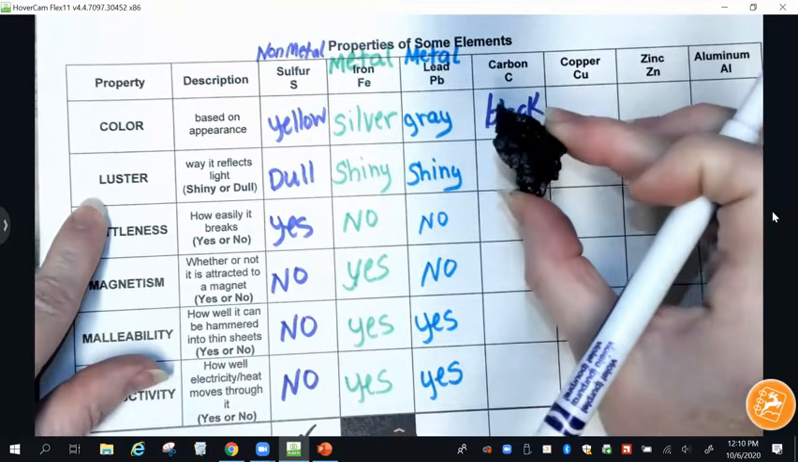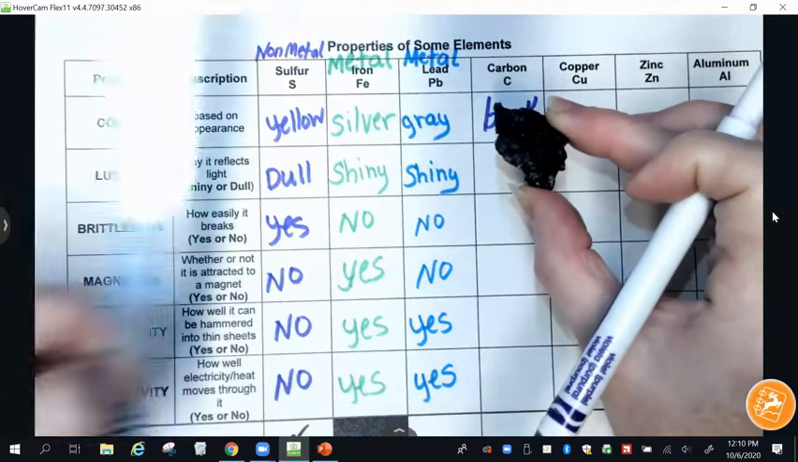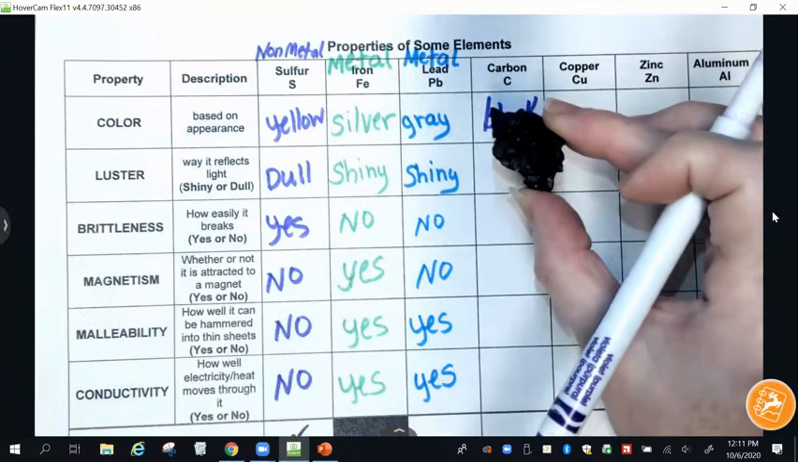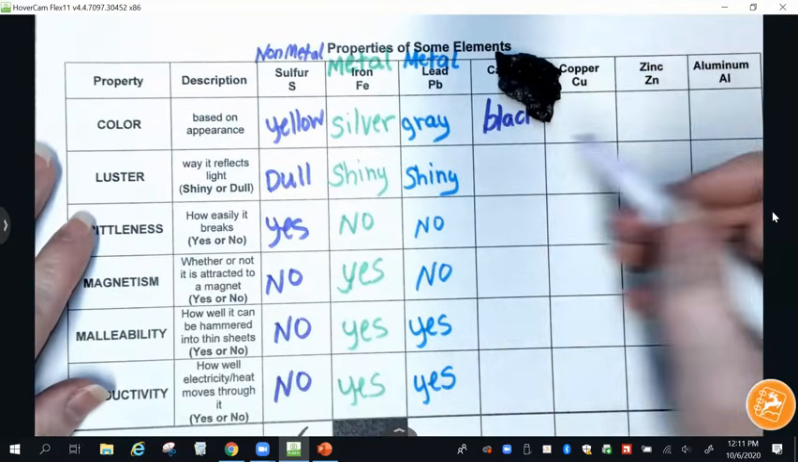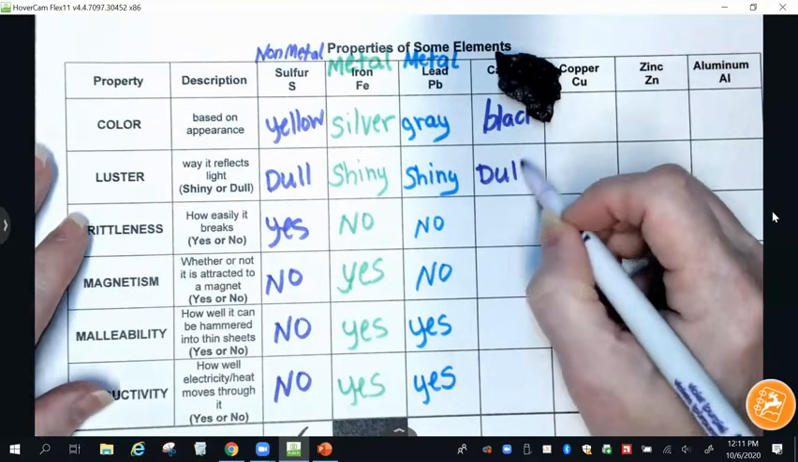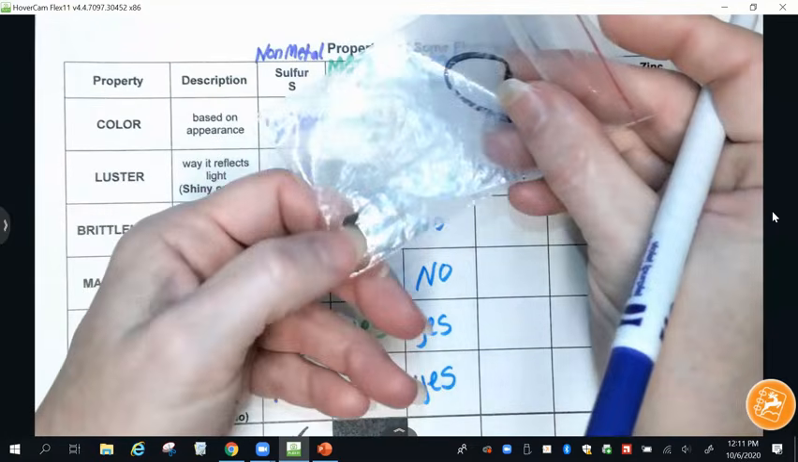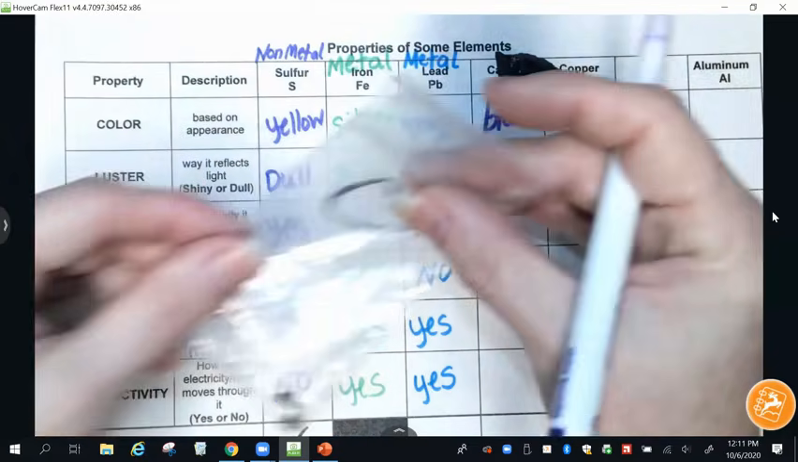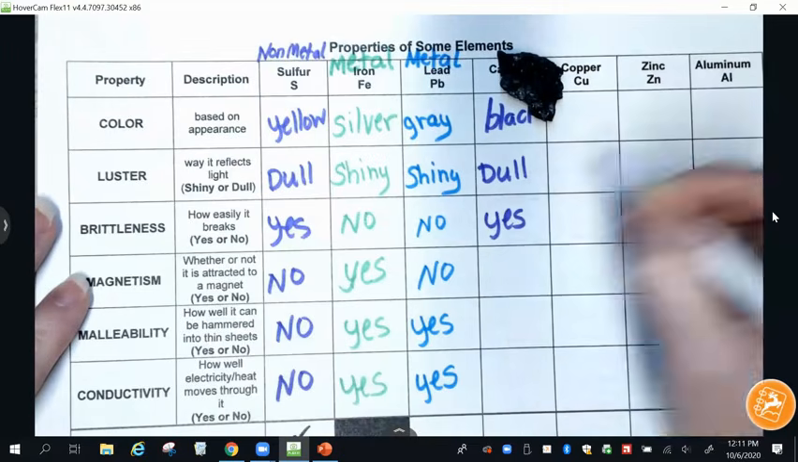Luster, is that shiny at all? Okay, because this would be considered shiny. That is dull. Yeah, the luster is dull. Okay, brittleness. That's what I was showing you guys with the pieces in the baggie. Is it brittle? If pieces broke off, it is brittle. So we're going to say yes for brittle.